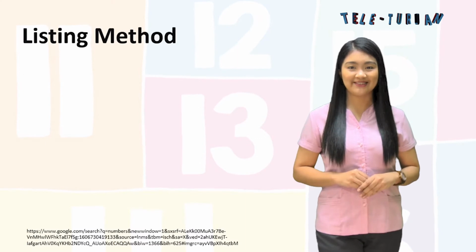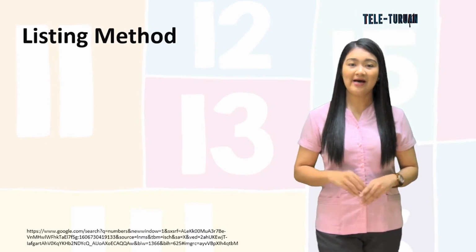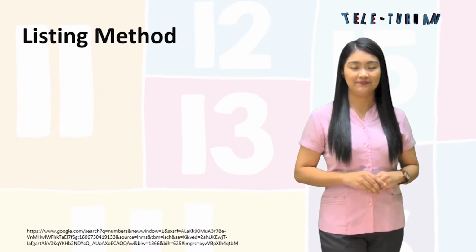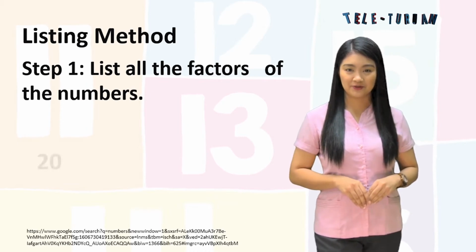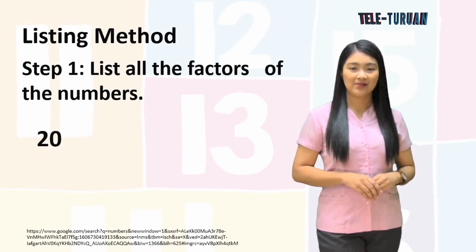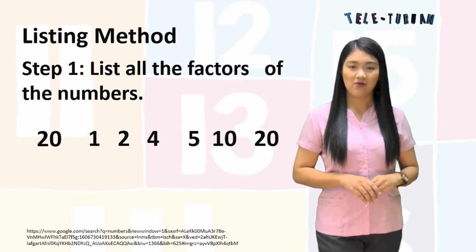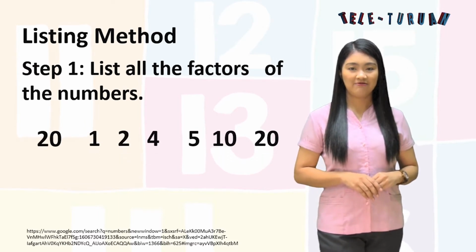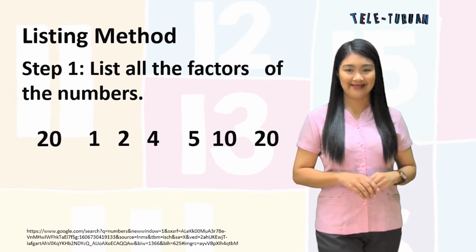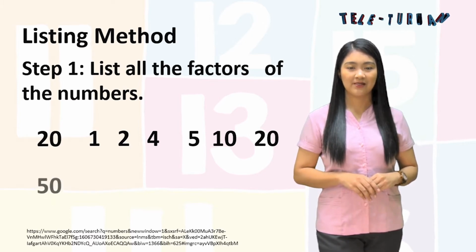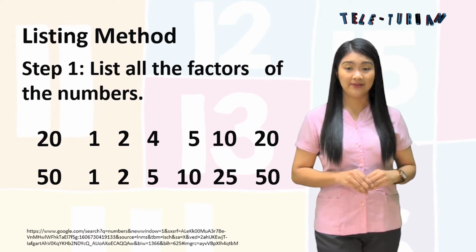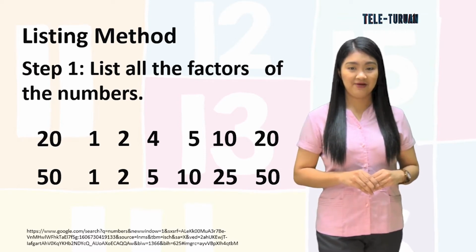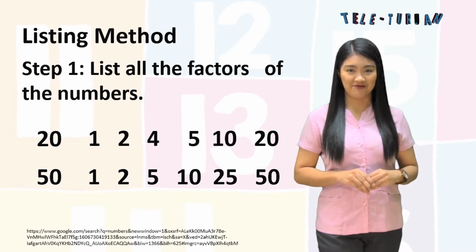The first one is the listing method. We have 3 steps in this method. Step 1, list all the factors of the numbers. 20. The factors of 20 are 1, 2, 4, 5, 10, and 20. 50. The factors of 50 are 1, 2, 5, 10, 25, and 50.